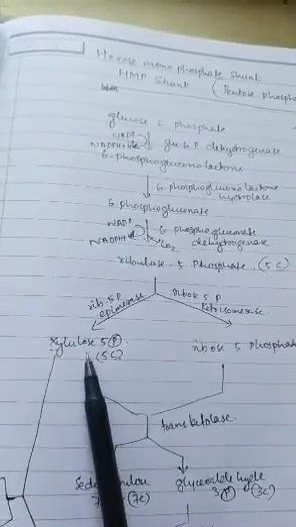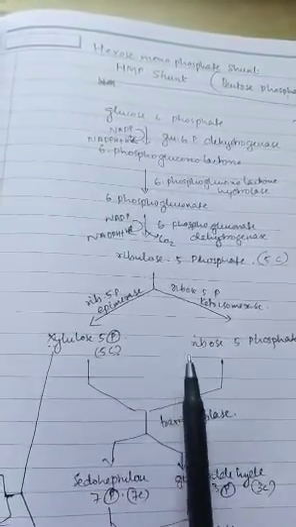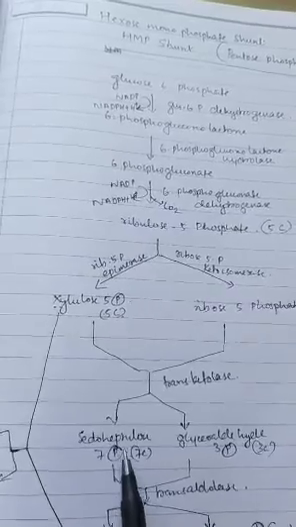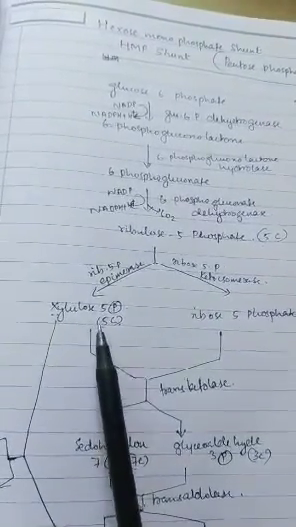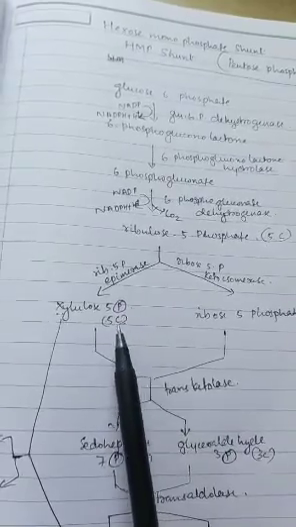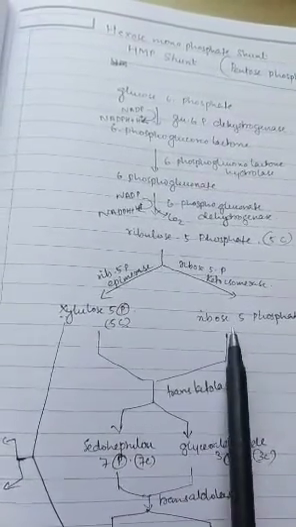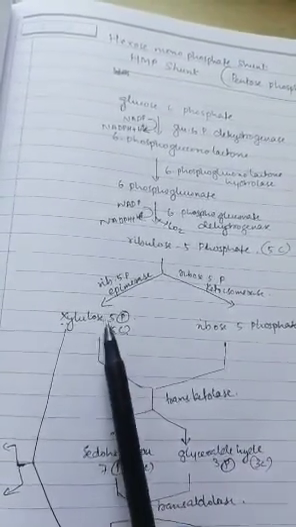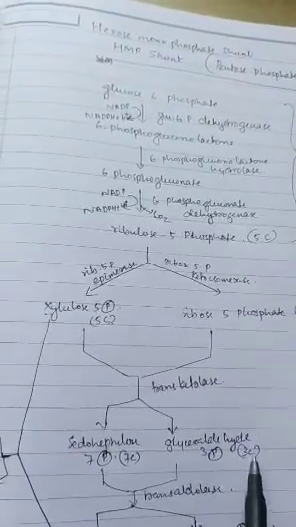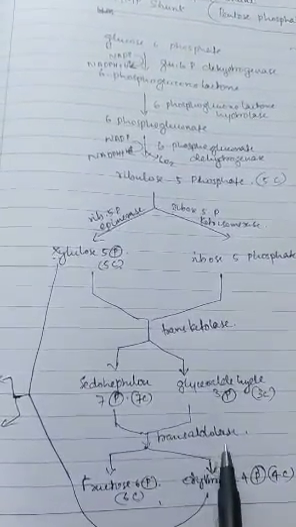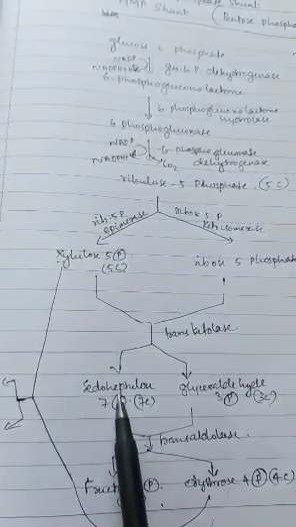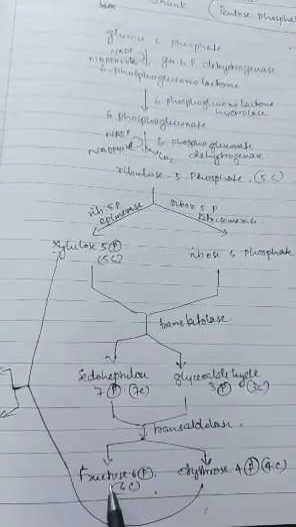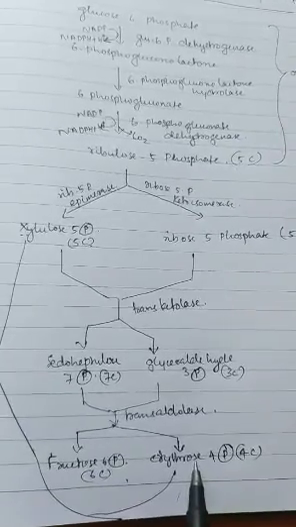Then in the next step, 2 carbon from xylulose 5-phosphate is transferred to ribose 5-phosphate by the enzyme transketolase to form sedoheptulose 7-phosphate. That is the 2 carbon from xylulose 5-phosphate, which is a 5-carbon compound, is transferred to ribose 5-phosphate. So it converts into sedoheptulose 7-phosphate and a 3-carbon compound glyceraldehyde 3-phosphate. Again by the enzyme transaldolase, 3 carbon from sedoheptulose 7-phosphate is transferred to glyceraldehyde 3-phosphate to form a 6-carbon compound fructose 6-phosphate and a 4-carbon compound erythrose 4-phosphate.